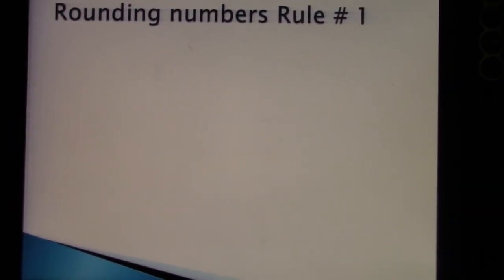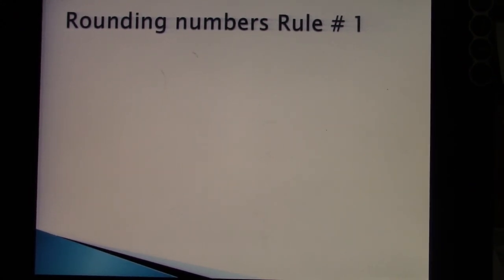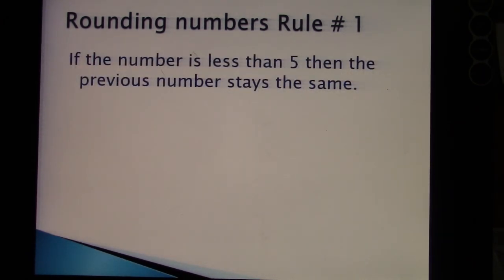Now, once in a while, when we do scientific measurements, we have to round data off. So there are certain rules you have to follow in terms of rounding numbers. I call this rule number 1. If the number is less than 5, then the previous number stays the same. Try to avoid using the term dropping the number, because usually we don't drop anything.